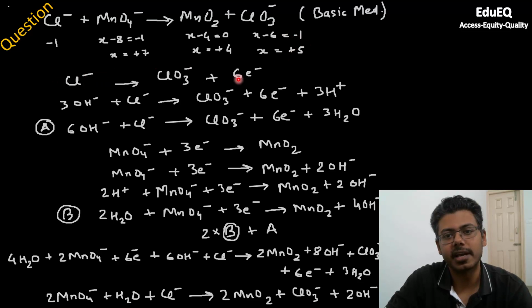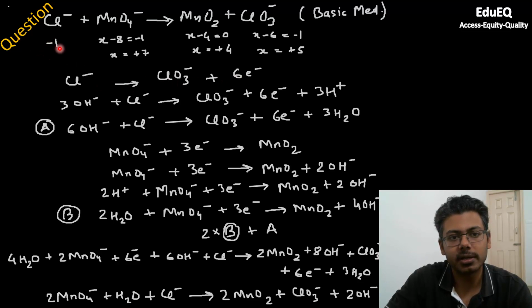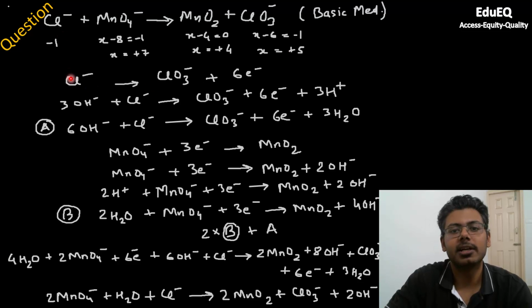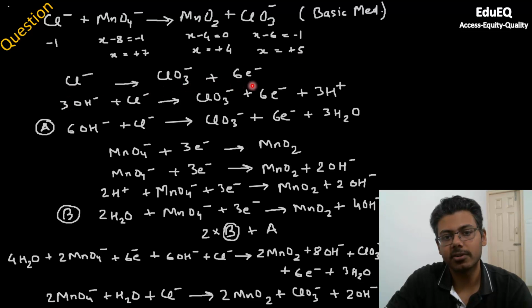So let us start with this reaction, which is oxidation reaction. So chlorine, in initial state it is -1 and it is becoming +5. In order to become +5 from -1, it has to lose 6 electrons, right? Because if you add +6 here, then you will become +5 oxidation state. So Cl minus lost 6 electrons to form ClO3 minus. So Cl minus will become ClO3 minus plus 6 electrons, -1 becomes +5 oxidation state.